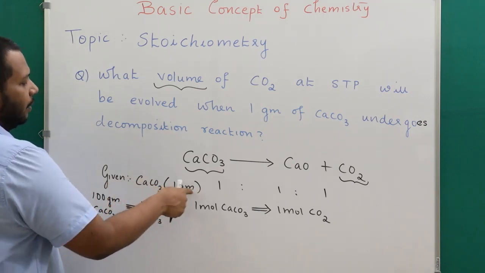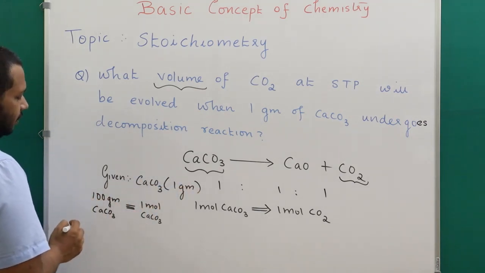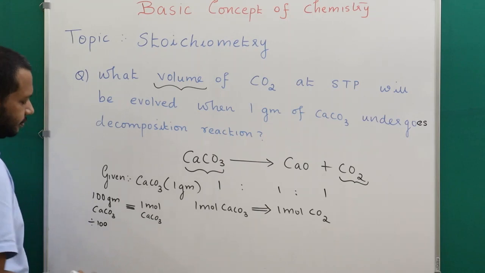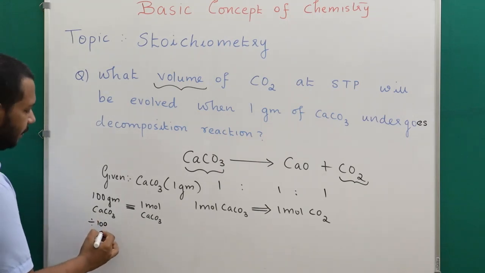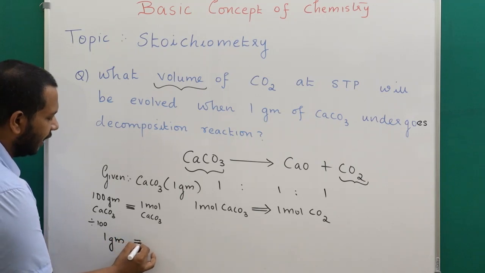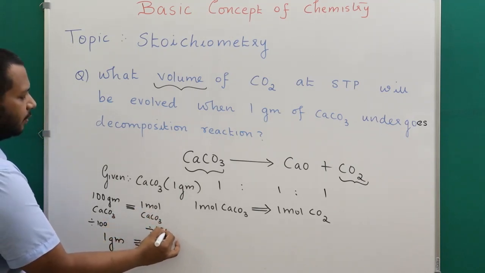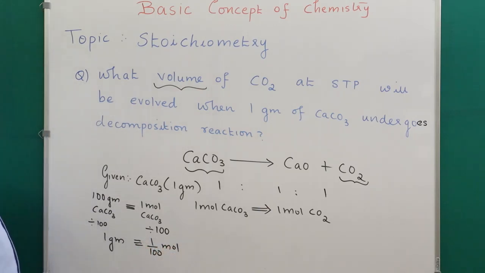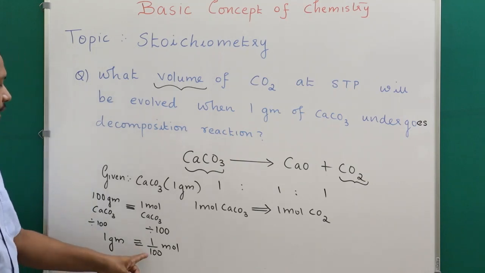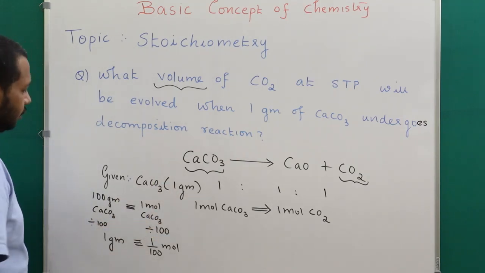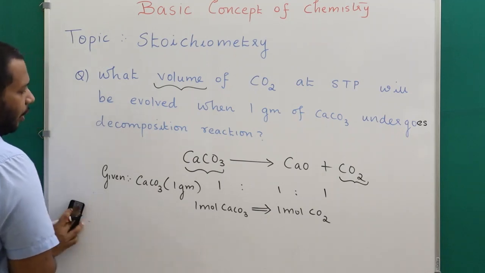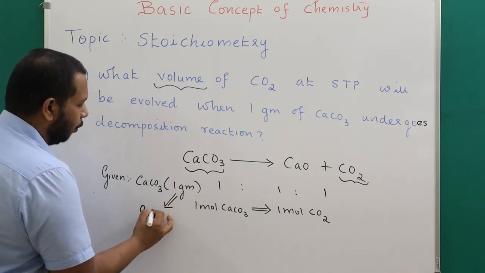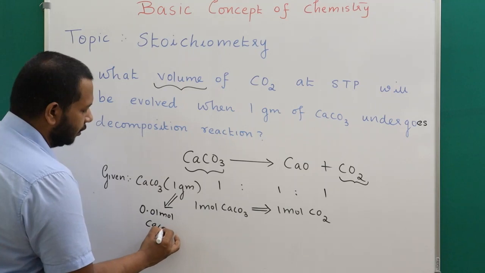I want to know 1 gram of calcium carbonate is how much mole. So to convert this into 1 gram, what should I do? Divide by 100. When you divide by 100 here, this will become 1 gram. And when you divide here also by 100, what will happen? This will become 1/100 mole. Correct. So 1/100 mole is nothing but 0.01 mole. Okay. So I got that. Now I know 1 gram of calcium carbonate is equivalent to 0.01 mole of calcium carbonate.